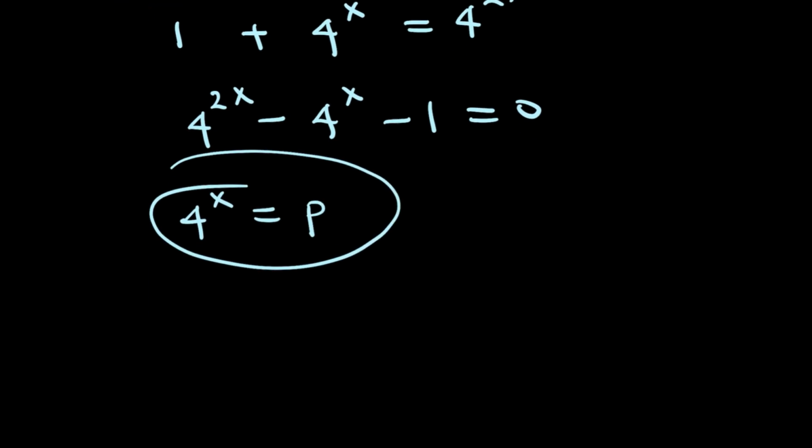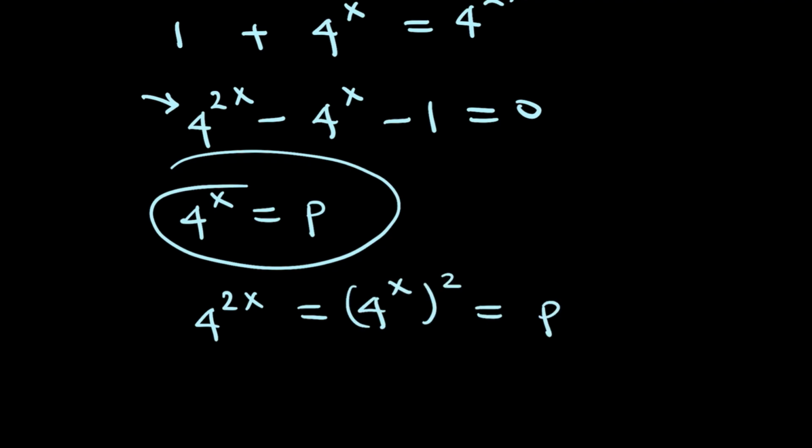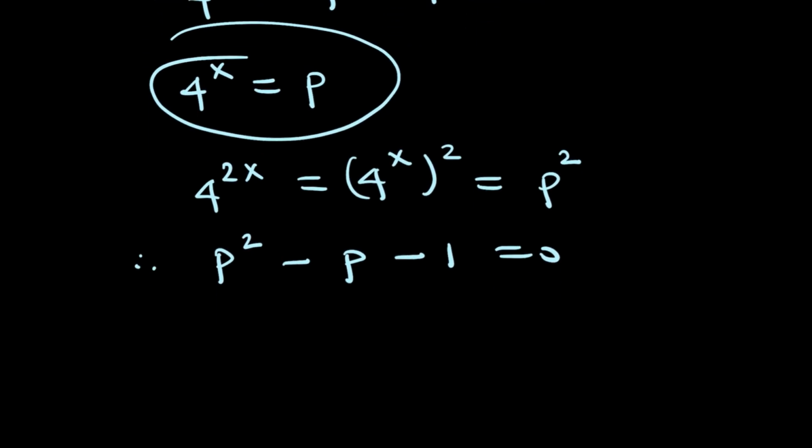So I'm going to replace here 4 raised to power 2x, which can be written as 4 raised to power x raised to power 2, which now means p raised to power 2. Therefore, I have p raised to power 2 minus p minus 1 is equal to 0. Can we solve this quadratic equation? It is not factorizable as we are looking at it.